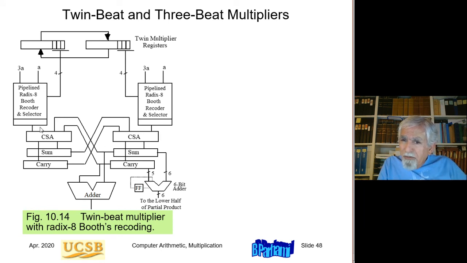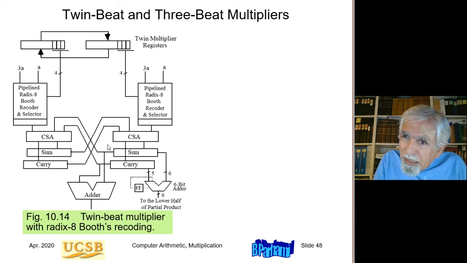Okay, so collectively these 2 circuits process 6 bits of the multiplier in 1 cycle. In 1 cycle of this radix 8 multiplier, they handle 6 bits. And then I have to do a right shift by 6 bits, therefore I need a 6-bit adder here. And then finally at the very end, I need a regular adder.